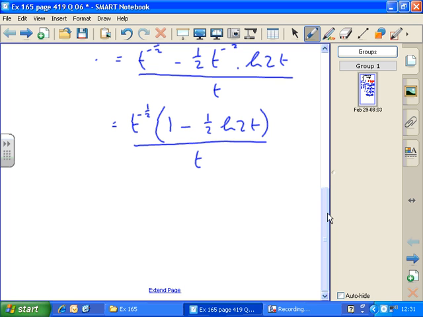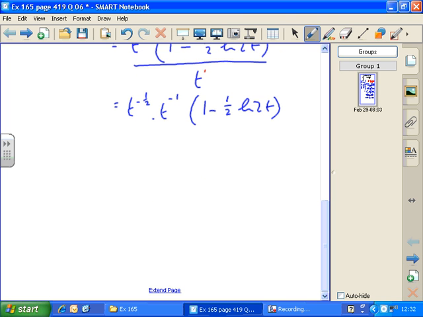Now if we think of this, dividing by t is the same as timesing by t to the minus 1, because this inverse, remember the power of t is 1, so bringing that up to the top, t to the minus 1, this becomes t to the minus a half times t to the minus 1, brackets 1 minus a half log 2t. Again, I can combine that. Minus a half minus 1 is minus 3 over 2. So this equals t to the minus 3 over 2, brackets 1 minus a half log 2t.